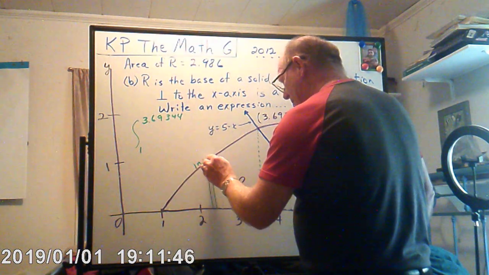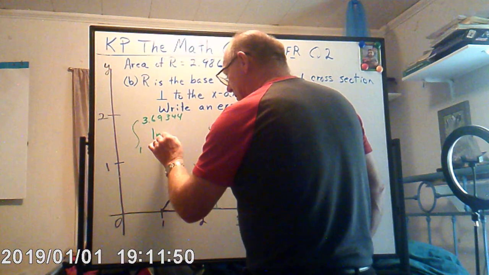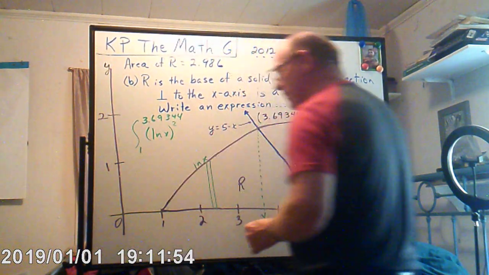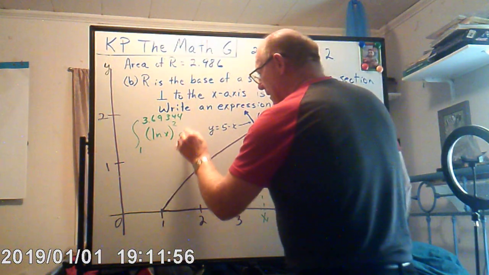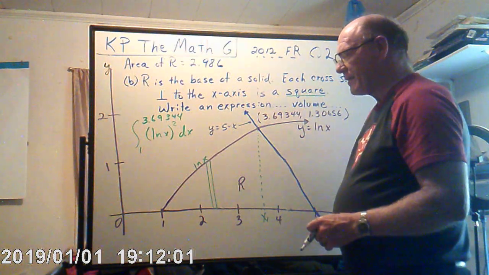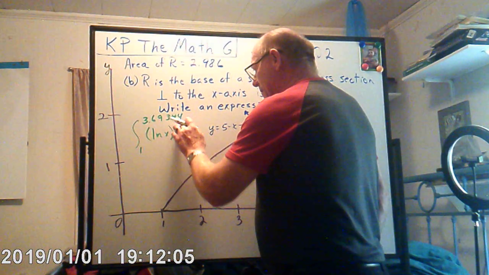So ln of x is this purple one to this point, and what we are going to do is simply square that, of course with dx. We're squaring it. That's what we're doing here.